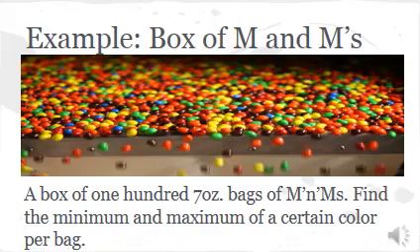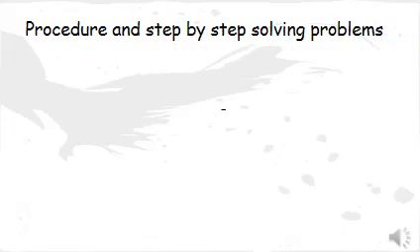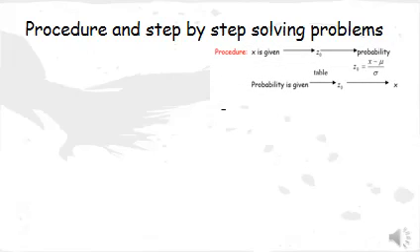For example, if you had a box of 100 7-ounce bags of M&Ms, how would you find the minimum and maximum of a certain color per bag? The procedure, located in the top right corner of this slide, tells us that when x is given, we can use the z-table to find the probability. When the probability is given, we can use the z-table to find the number of x.